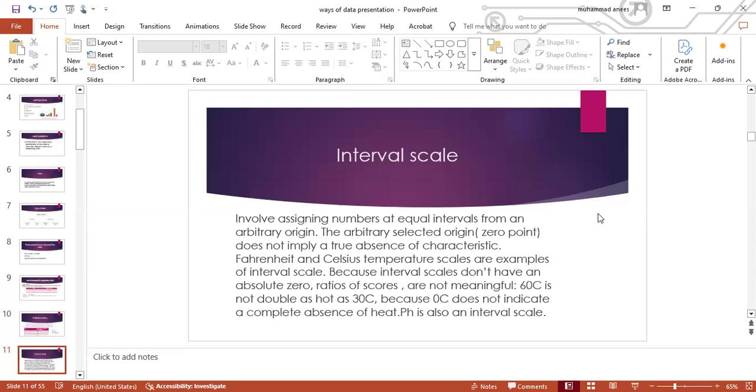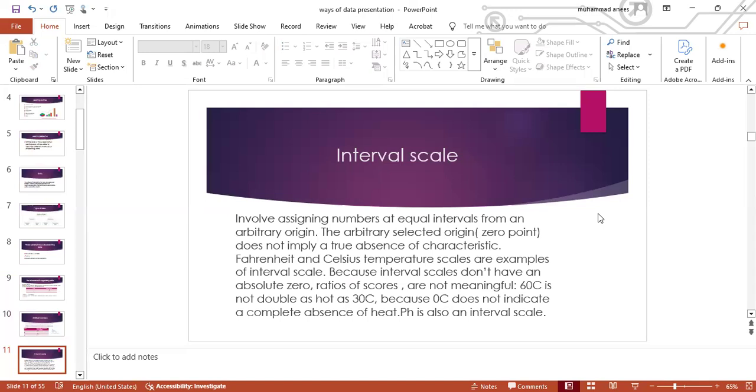Moving on to the other method of measuring, the interval scale. Interval scale involves assigning numbers of equal intervals from an arbitrary origin. The arbitrarily selected origin 0 point does not imply a true absence of the characteristic, meaning the 0 point is a false 0 point. Examples are Fahrenheit and Celsius temperature scales.